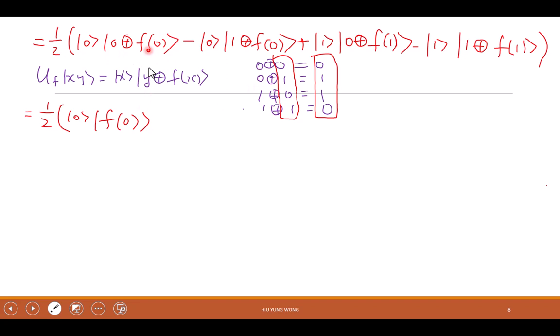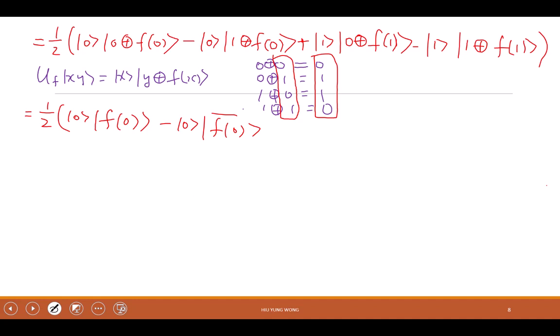Whether you give me 0 or 1, it's still you, right? So that's why I just need to put f of 0. And I do the same thing for the next one because it is 1 exclusive of someone. So this is equal to f of 0, but take the NOT. I put the bar to indicate it's the NOT value of f of 0.